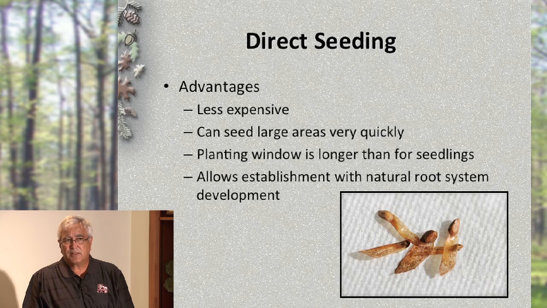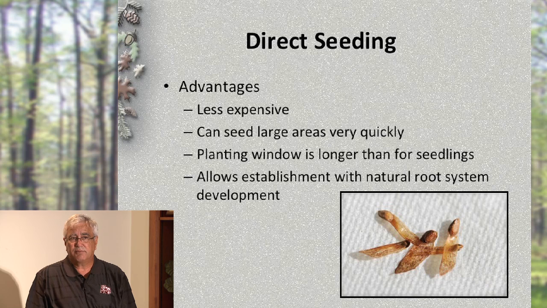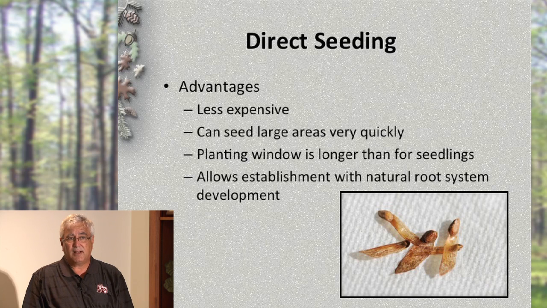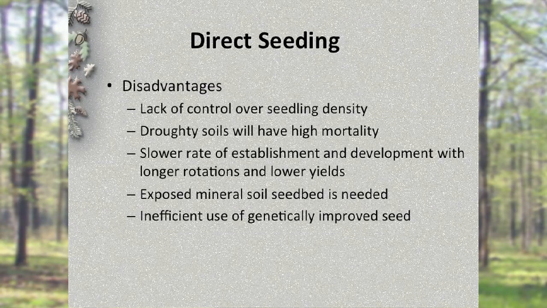The advantage of direct seeding is that it's less expensive. We can seed a large number of acres over a very quick period of time. The planting window is typically a lot longer for seed than it is for seedlings. It allows the establishment of a natural root system and development of that particular seed. The disadvantage is a lack of control over seedling density, since you're just broadcasting the seed. You have very little control of the density of the seedlings.